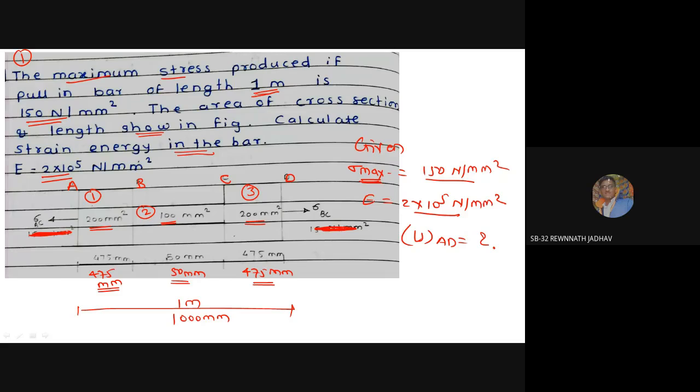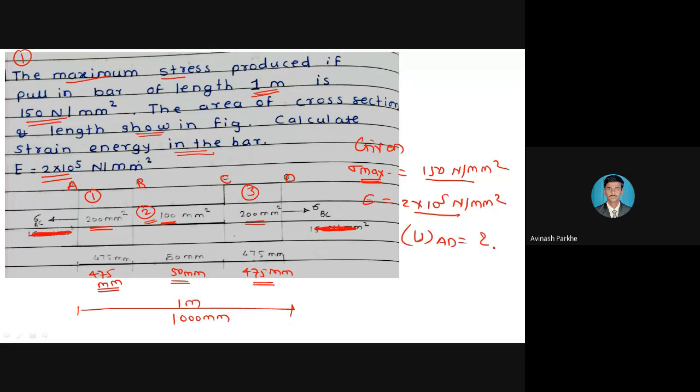In the section BC, if you compare all the 3 sections with each other, section number 1 and section number 3 all have the same cross-sectional area, 200 mm square, and their lengths are also the same. But section number 2 has a cross-sectional area of 100 mm square. If I compare section 2 with section 1 and section 3, this 100 mm square is less than 200 mm square.